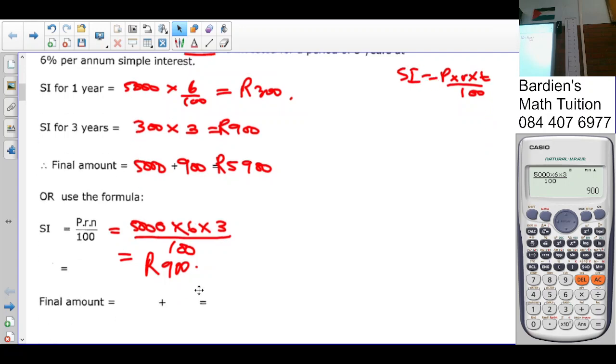But the question is to calculate the final amount, not so. So what do we say? It's going to give you 5,000 rand plus your 900 rand is going to give you 5,900. Okay? So either way you apply, either by working out your interest per year and multiplying it by the number of years, or you can use your formula, which is P times R times N over 100. Okay? Yes, Jessica? Yeah, sir? Okay?